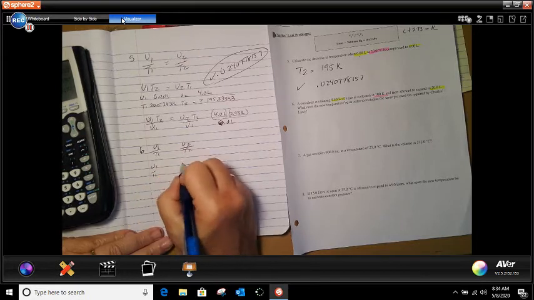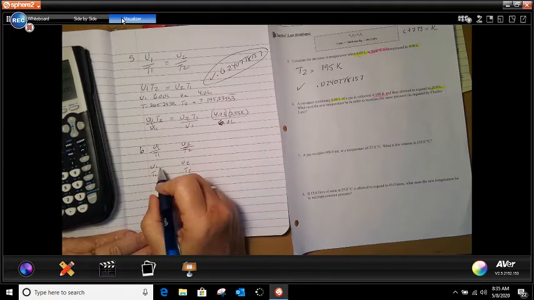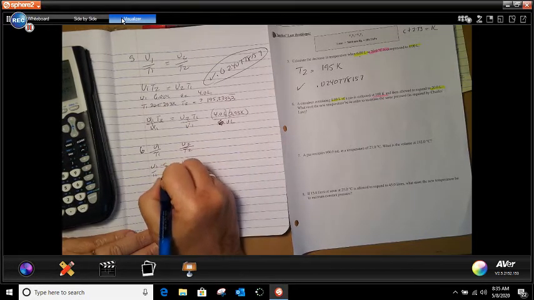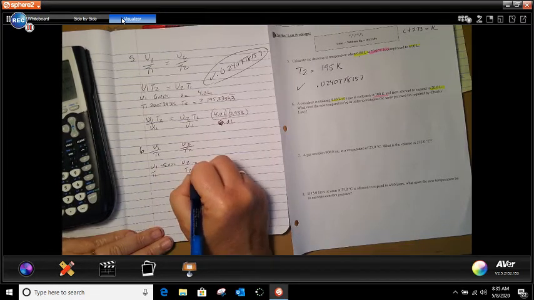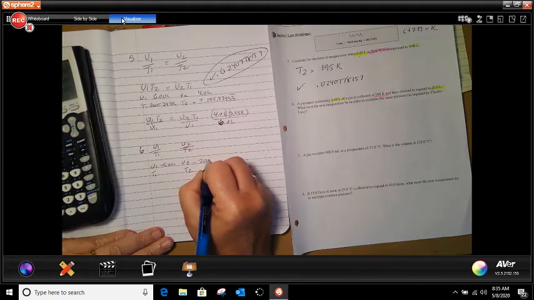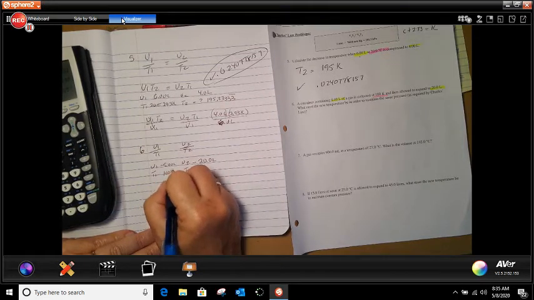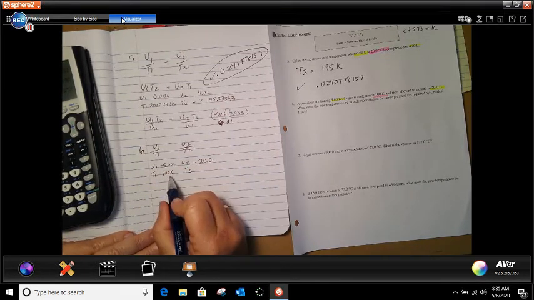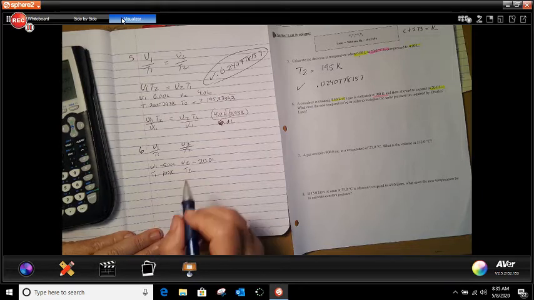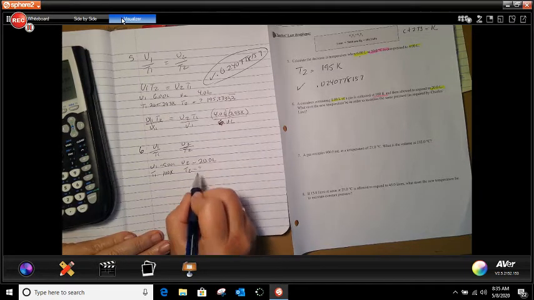V1, T1, V2, T2. So our first volume is 5.00 liters. Our second volume is 20.0 liters. Our first temperature is 100 degrees Kelvin. So since this is Kelvin, we don't have to do any kind of plus 273 for that at all, do we? So then we're looking for T2 again, aren't we?